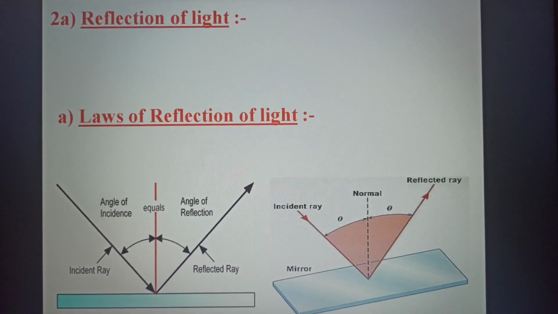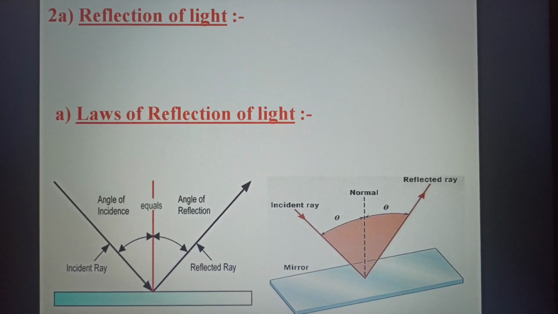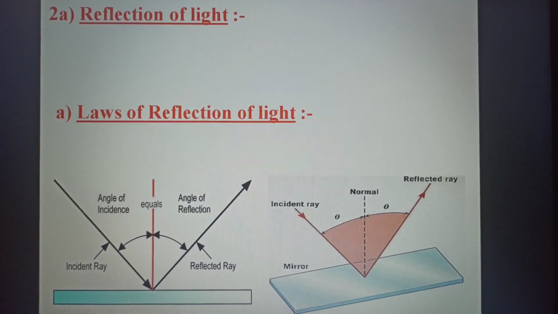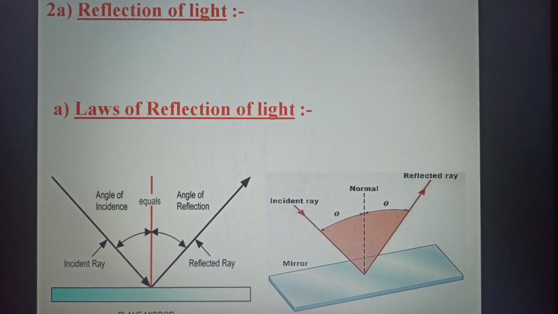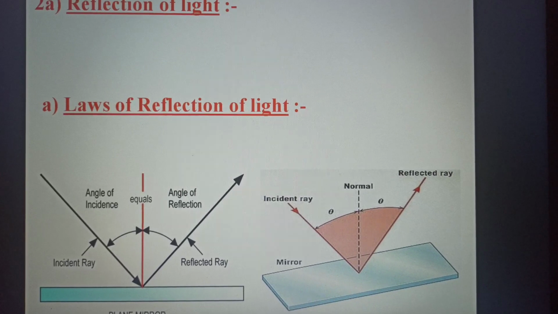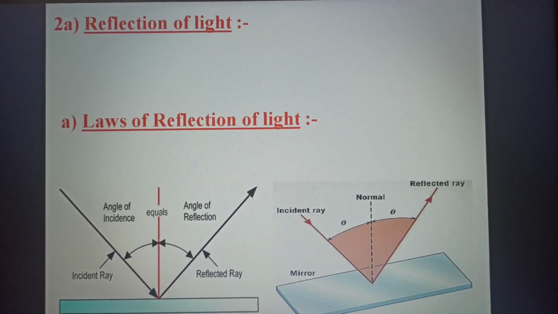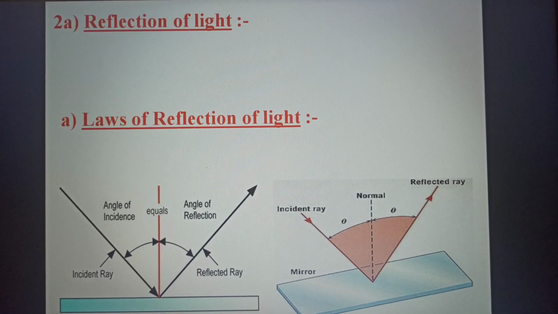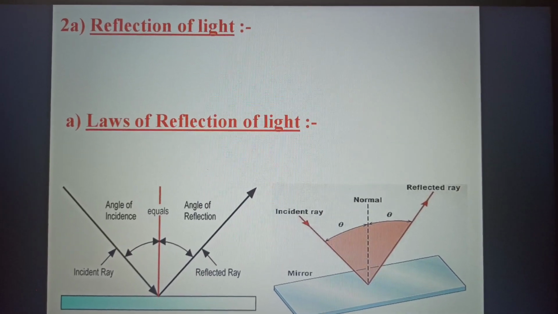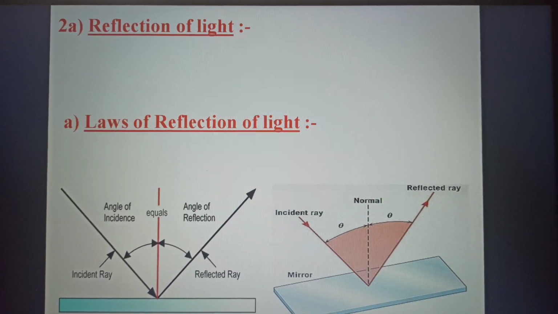What is reflection? Please understand. Early morning when we get ready, we see ourselves in the mirror, yes or no? What do I see in the mirror? I see something called reflection. I see my image. Now let's build the definition. Reflection is the bouncing back of light into the same medium. I repeat once again, what is reflection? It is the bouncing back of light into the same medium.